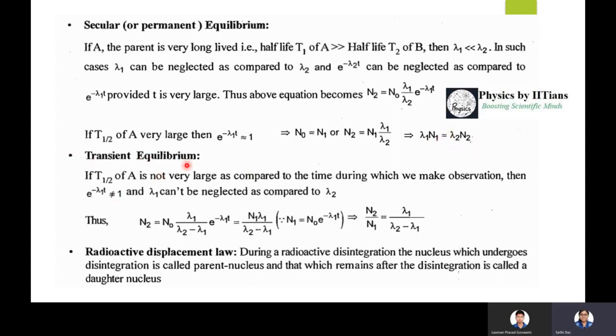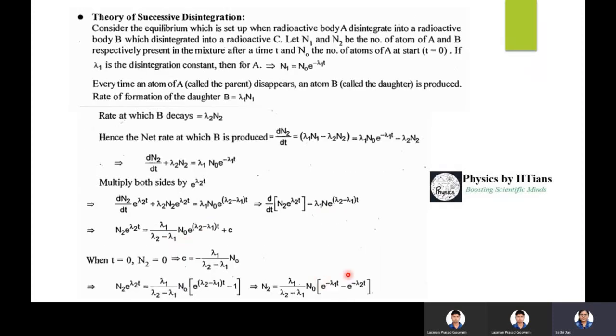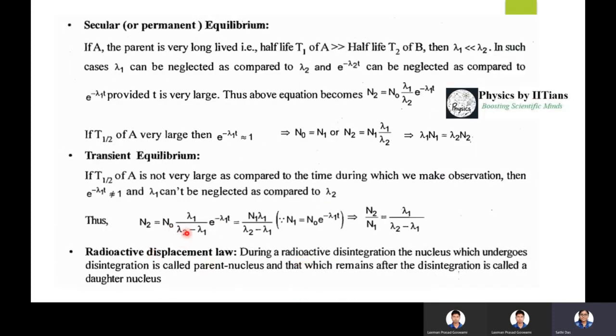And if this is transient equilibrium, the half-life of A is not very large compared to the time during which we make the observation. So we can't neglect the factor e to the power minus lambda 1 t, and lambda 1 cannot be neglected compared to lambda 2. We have to take this term into account, and we can rewrite it as n2 by n1 equals lambda 1 by lambda 2 minus lambda 1.